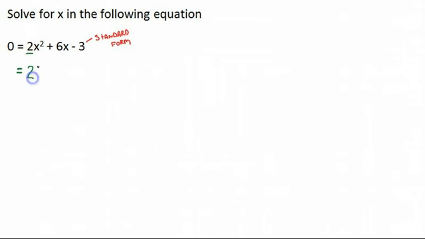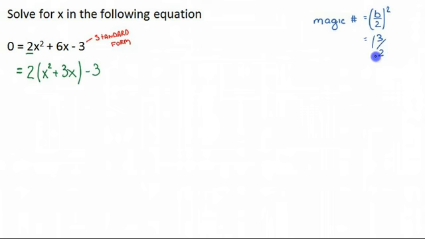So I'm going to factor 2 out of the first two terms. I haven't changed the equation except how it looks, but it's still the same equation. Only now can I find the magic number. And my magic number is equal to b over 2 squared, which is 3 over 2 squared, which is 9 over 4.